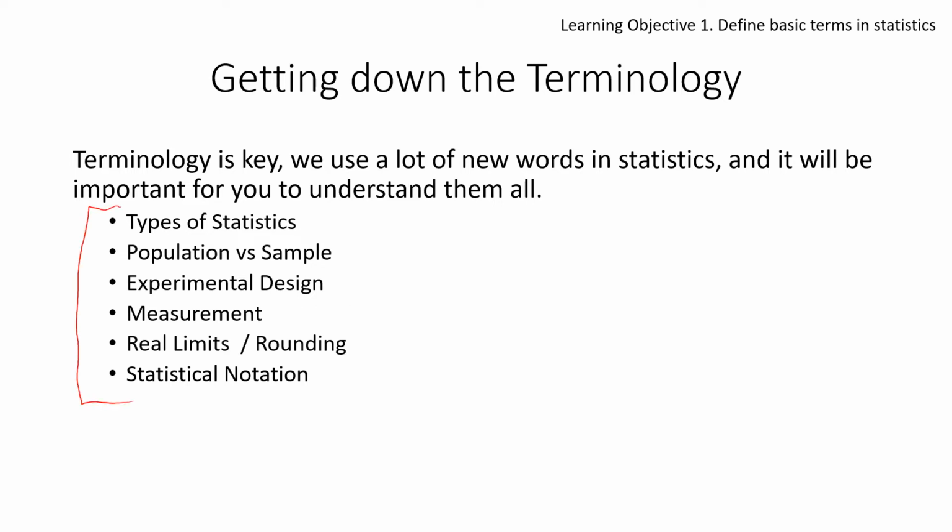And we're going to look at types of statistics. We're going to look at the difference between a population and a sample, a parameter and a statistic. We're going to look at experimental design. We're going to look at levels of measurement. We're going to look at real limits and rounding. And we will finish up with statistical notation, looking specifically at the summation notation.